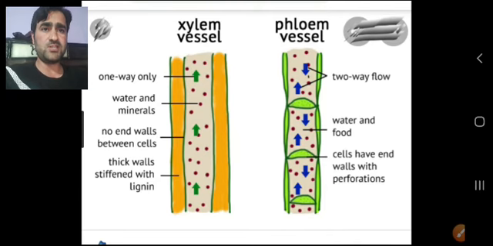Let us have a cursory look at the xylem vessel and phloem vessel. As you can see, there is only one-way transport in the case of xylem vessel, water and minerals. Also, there are no end walls between cells, and there are thick cell walls due to the lignin deposition. In phloem, you see there is two-way flow, water and food. Cells have end walls with perforations.